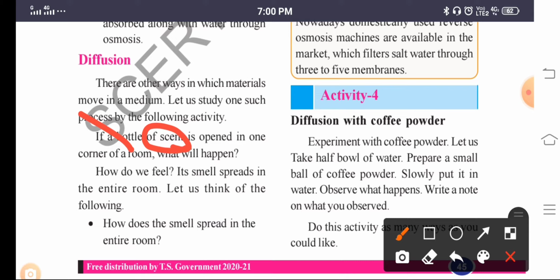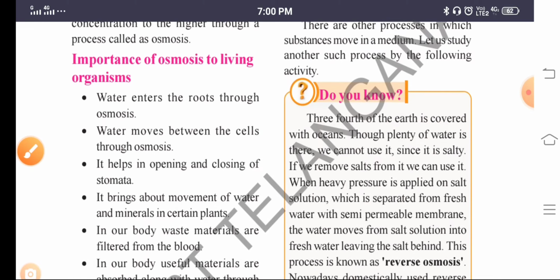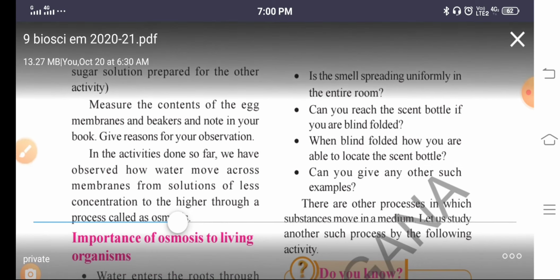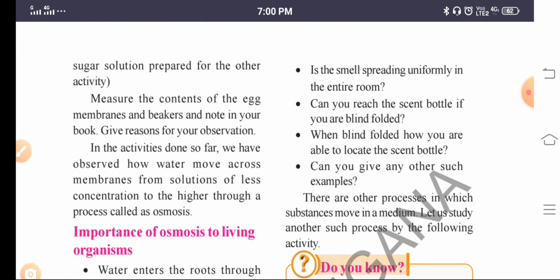So how does the smell spread in the room? Is the smell spreading uniformly in the entire room? Yes, the smell of the scent will spread uniformly. Can you reach the scent bottle if you are blindfolded? Yes, we can reach it easily by smelling it.